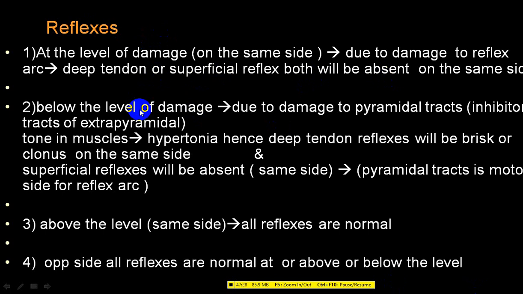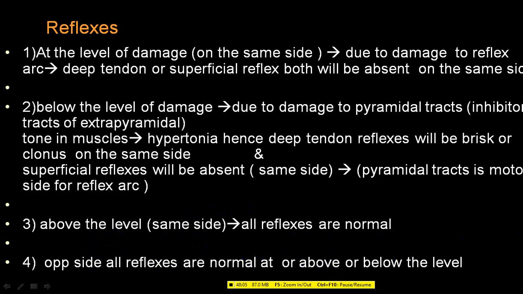Below the level of damage, due to damage to the pyramidal tract, you will have increased tone in the muscle. Because of increased tone, reflexes will be brisk and clonus will be elicitable on the side of the pyramidal tract damage. Superficial reflex will be absent on the side of the damage, particularly abdominal reflex, cremasteric reflex, anal reflex. And above the level of damage, on the same side, all reflexes will be normal, and on the opposite side, all reflexes are normal at the level, above the level, and below the level.